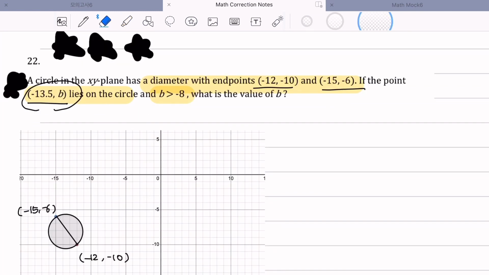Question 22. This is also really tough, and it's difficult for a similar reason as in the previous question.